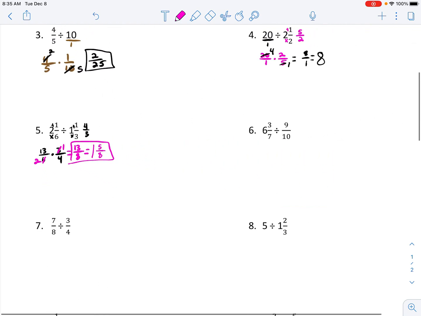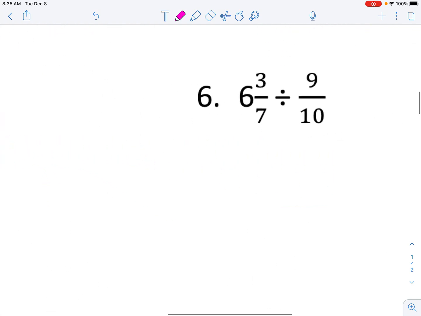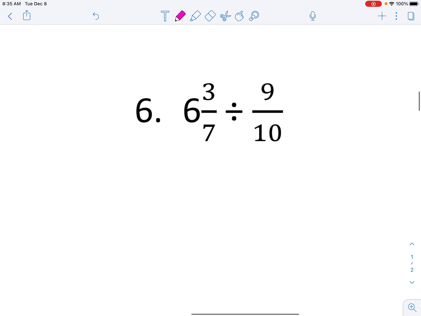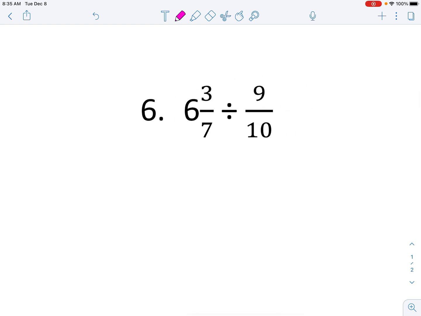Okay, let's go ahead and do number 6. 6 and 3/7 divided by 9/10. Pause the video and try this one on your own. Remember that you have to multiply the denominator by the whole number and then add the numerator and put that all over 7 and then skip dot flip. Pause the video and then replay when you are done.